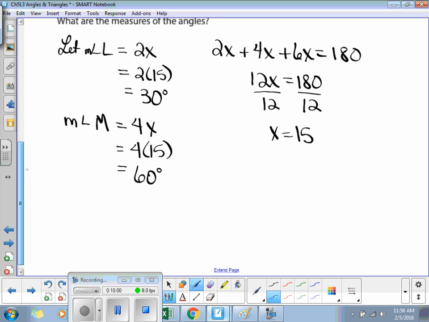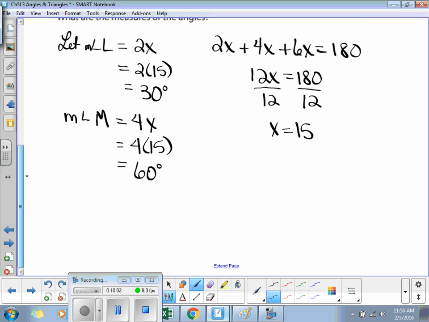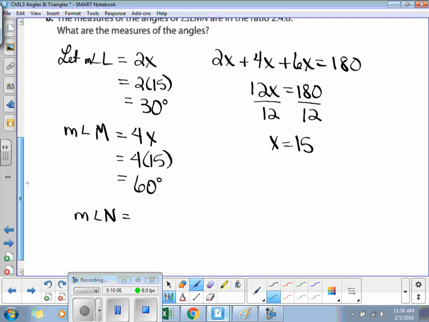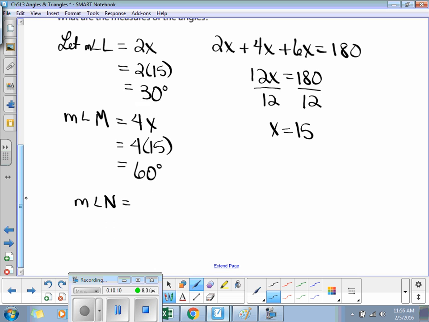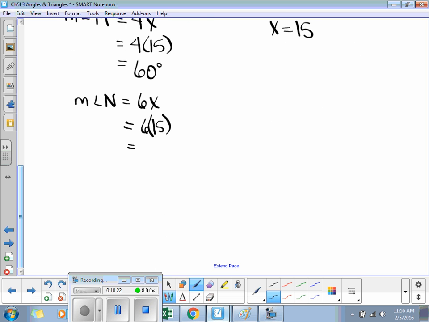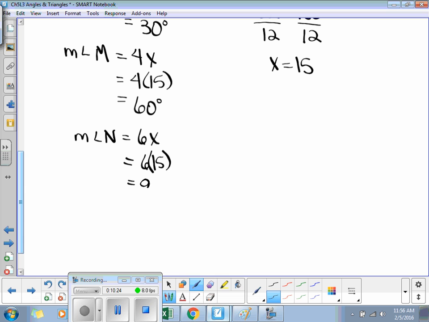Finally, for the measure of angle N, angle N is represented by 6x. So this is going to be 6 times 15, which is equal to what? 90 degrees.